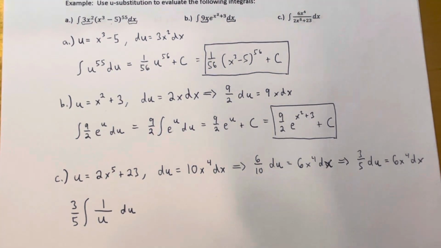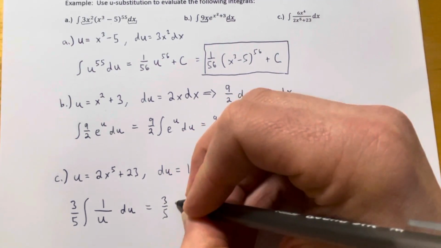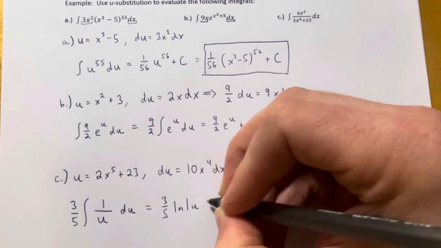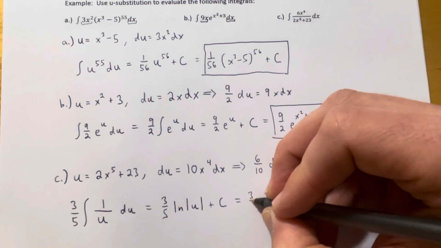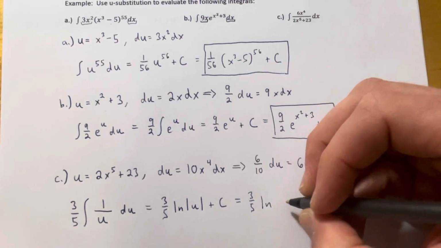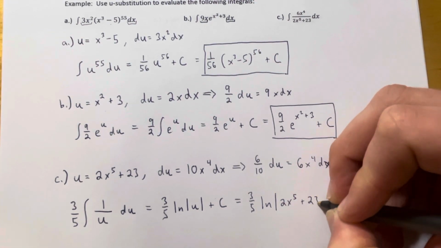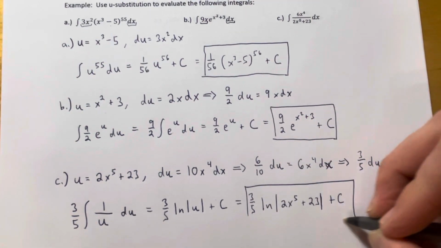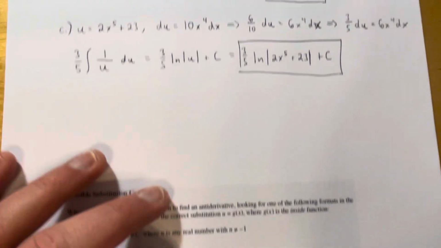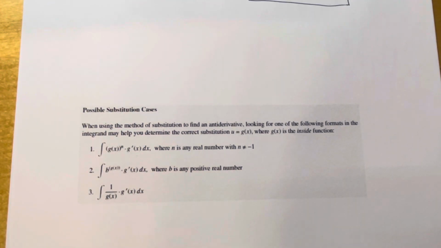Okay? So now what I'm doing is I'm taking the antiderivative of 1 over u, which we know how to do. That's the natural log function. So I get 3/5 times the natural log of the absolute value of u. Remember, you need an absolute value around that, plus c. And then as before, we replace the u with what we defined it to be in terms of x. So 3/5 times the natural log of the absolute value of 2x to the 5th plus 23, plus c. Okay? That's my answer.